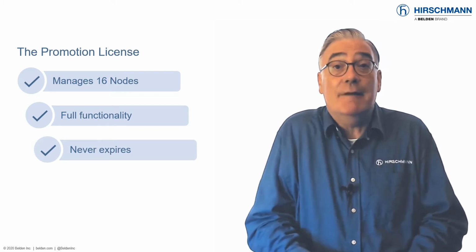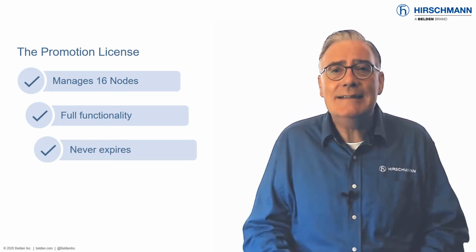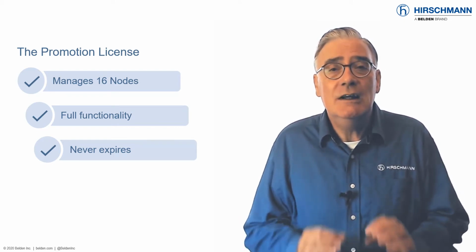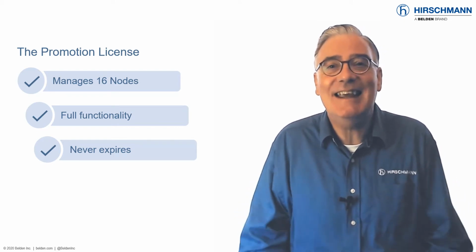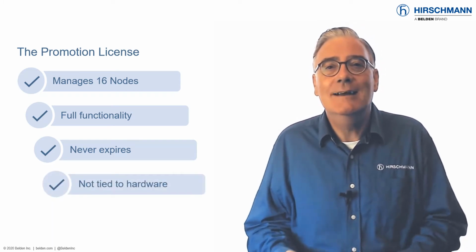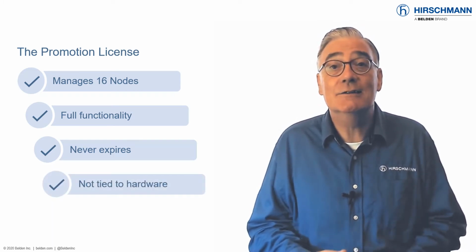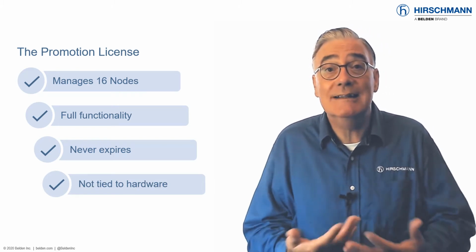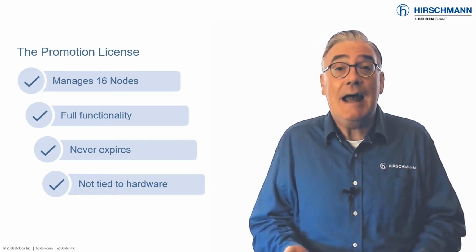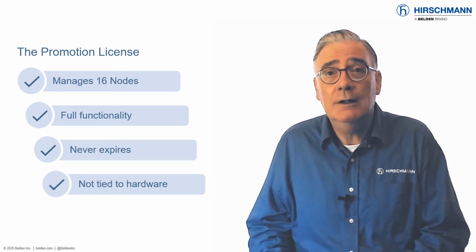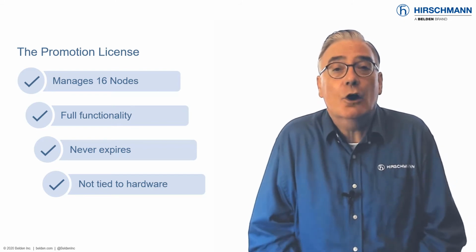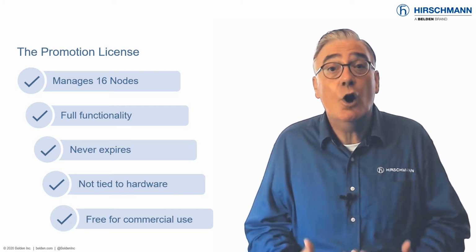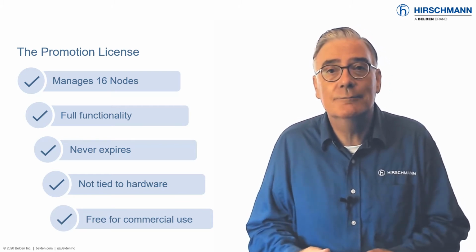The license never expires. If you later decide to move up to a newer version of Industrial HiVision, just download a new license key. Even better, the license is not tied to hardware. The same license can be used for multiple installations. Use it at work and at home. Distribute it to your friends and colleagues. Feel free to use the license for personal or commercial use.